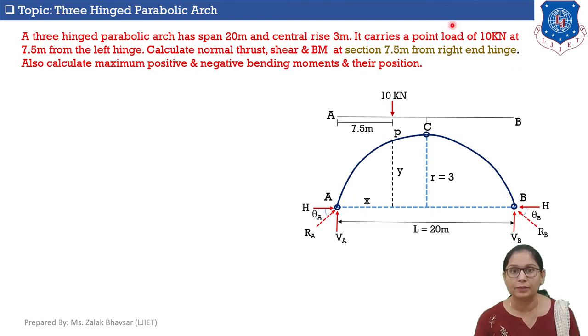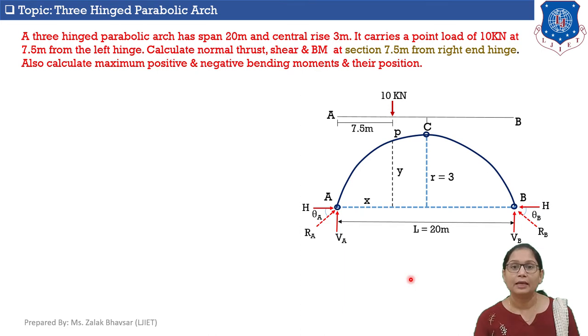Remember one thing here, we need to calculate bending moment at a section which is 7.5 meters away from the right hinge. So here the right end hinge is what? At point B. So we need to calculate bending moment at 7.5 meters away from point B. Now we also need to calculate maximum positive and negative bending moment and their positions.